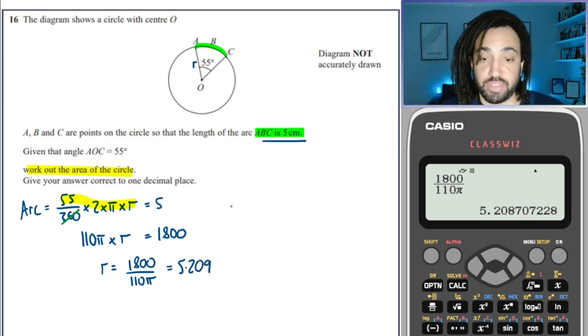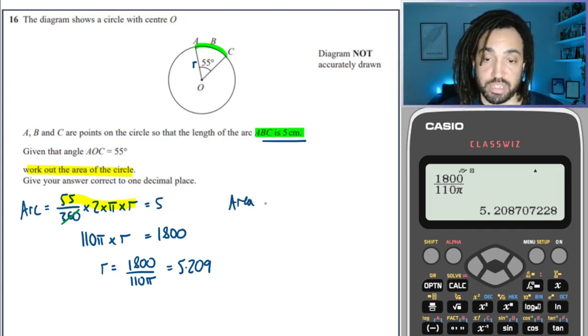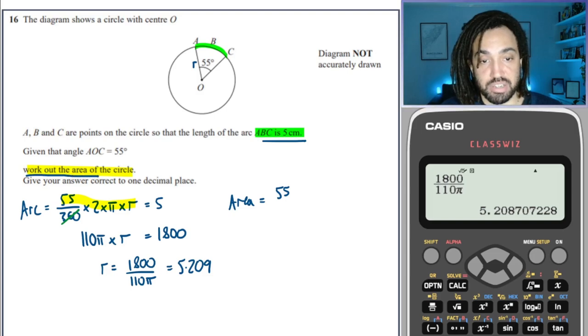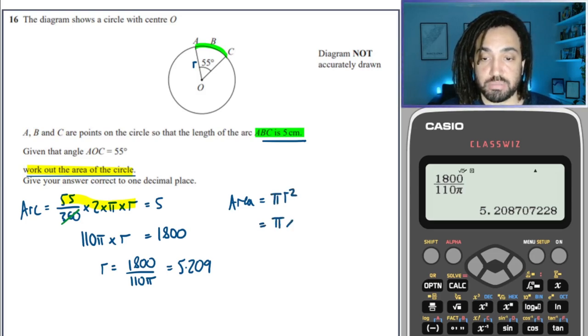Okay, now we need to find the area, so we're just going to use the area formula. Now we've got all the information. The area is the angle... Oh, careful. It says work out the area of the circle, not the sector. So the area, of course, is just pi r squared of the circle. So it's just pi multiplied by 5.209 squared.